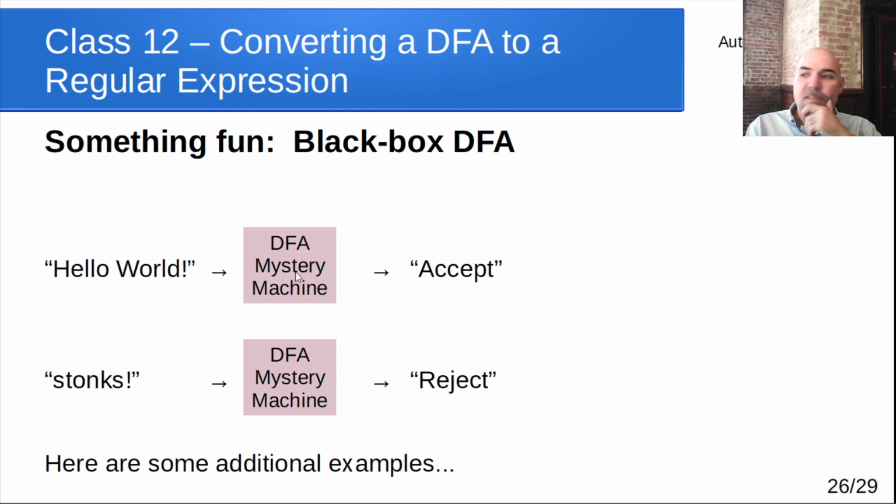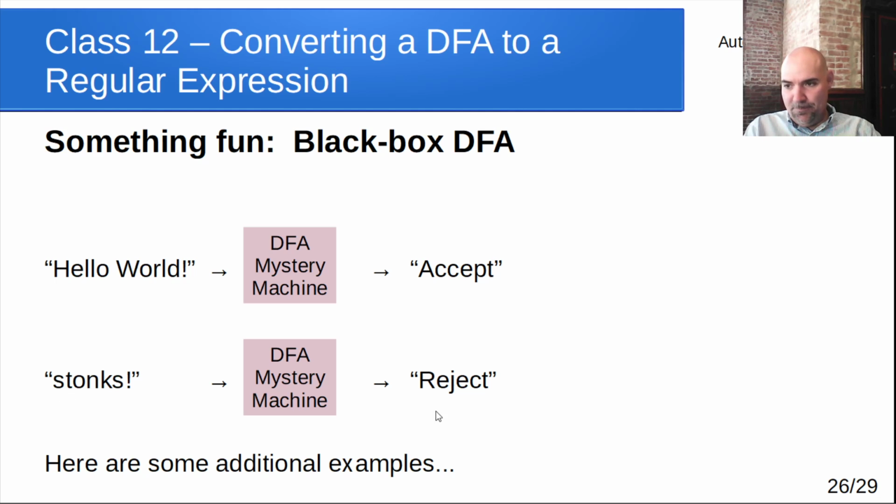So, as an example, here's this DFA mystery machine, the black box. We feed "hello world!" in, and it says accept. But if I feed in the word "stonks!", it says reject. So the question is, how does that thing work? Well, looking at these two examples, you might come up with some sort of hypothesis. You might say, well, this started with a capital letter. That one was lowercase. So maybe if it starts with a capital, it accepts. If it's lowercase, it rejects.